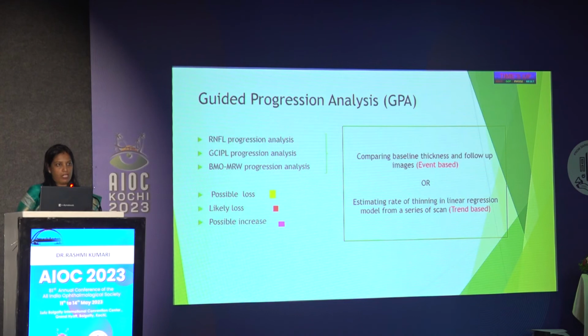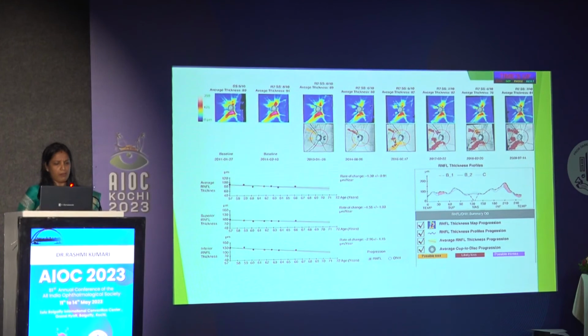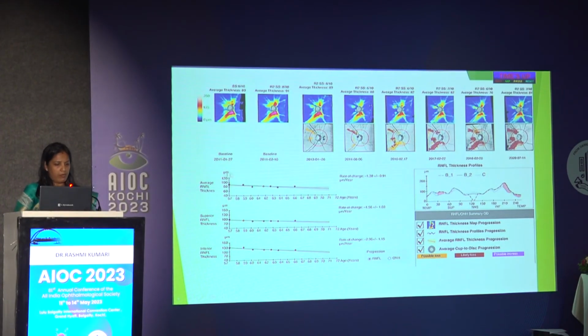There is another software in these machines which is called GPA. As we have in Humphrey's visual field, there is a guided progression analysis for individual parameters that can be event based or trend based, taking into account the age-related loss of RNFL or the ganglion cell. This is a map denoting the average RNFL thickness, superior RNFL loss, or the inferior RNFL loss in a decreasing trend, and different color coding denoting progression.